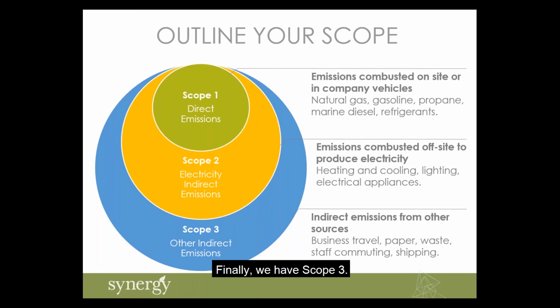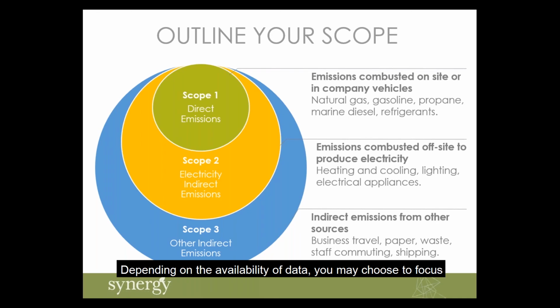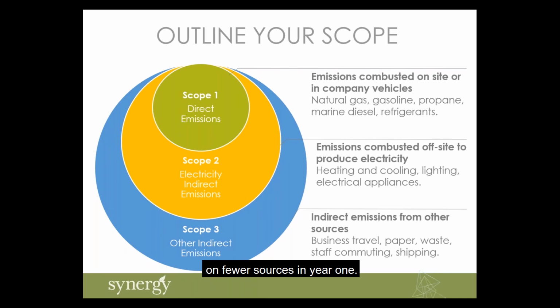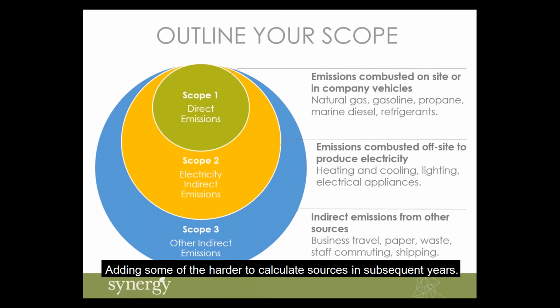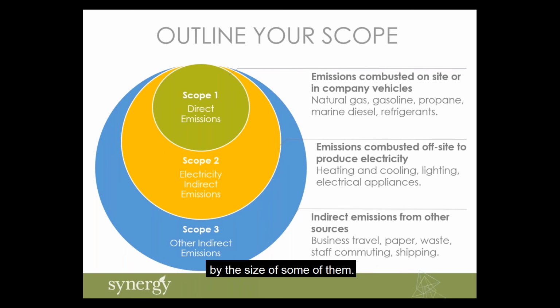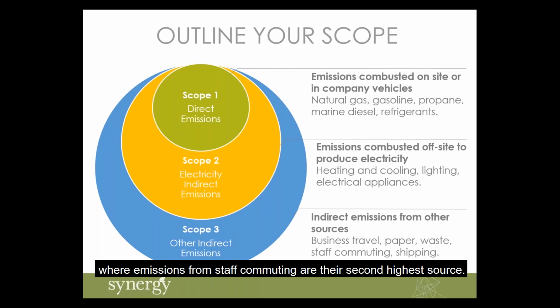Finally, we have Scope 3. This includes business travel, paper, waste, staff commuting, shipping, and more. Depending on the availability of data, you may choose to focus on fewer sources in year 1, adding some of the harder to calculate sources in subsequent years. However, we recommend measuring as many of your sources as you can in year 1, as you may be surprised by the size of some of them. We've seen some hotels and restaurants where emissions from staff commuting are their second highest source.